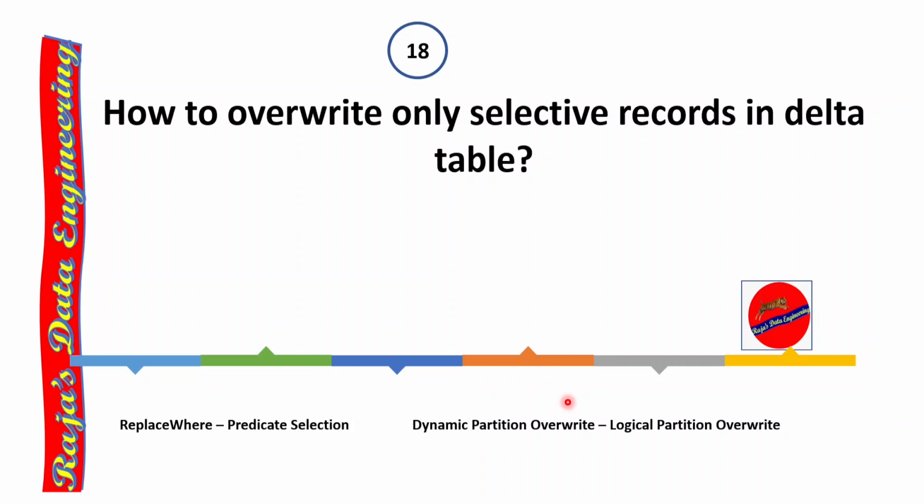So whenever data is read into the Spark memory, that data is divided into logical partitions. If there is any change to one of the logical partitions, then it will just overwrite. So with the help of replaceWhere and also dynamic partition overwrite, with these two functionalities, we can achieve overwriting selective records in a Delta table.